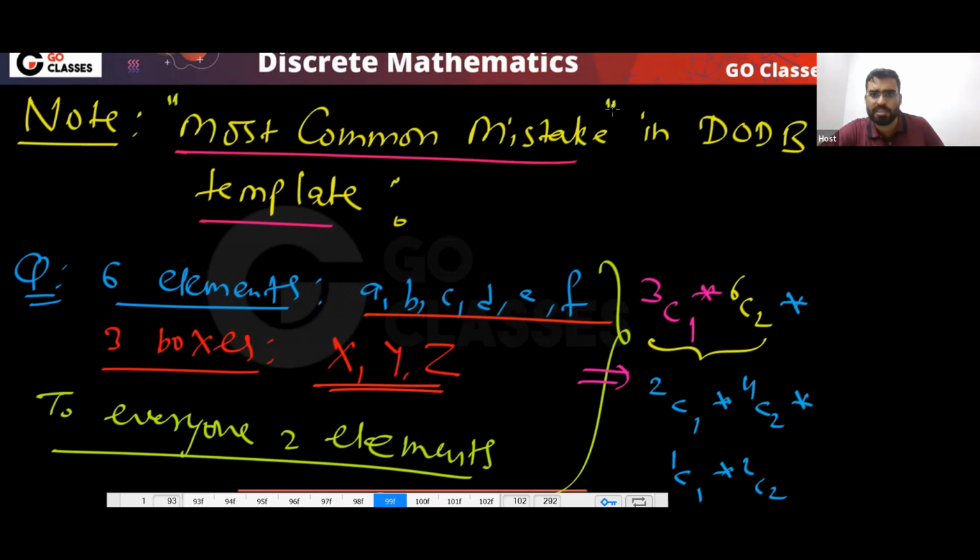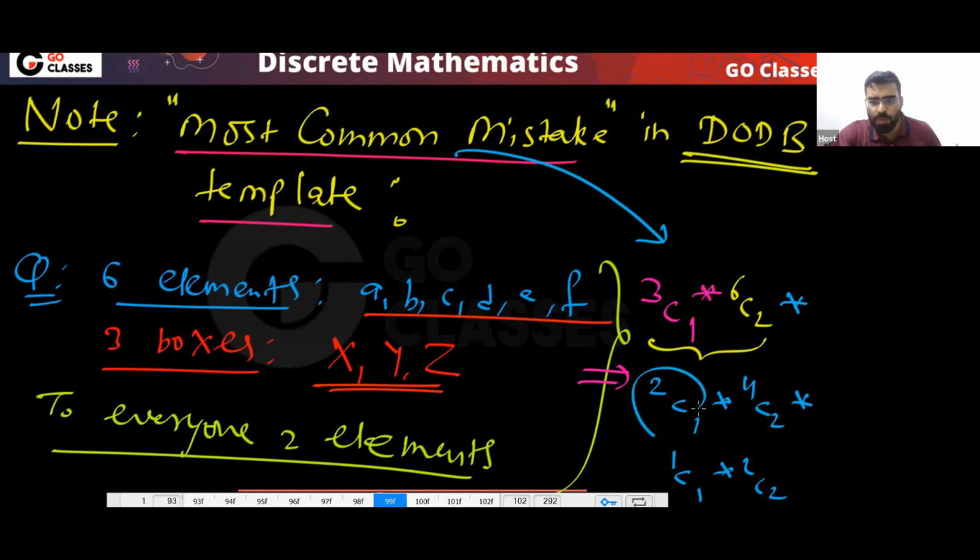This is the most common mistake in the DODB template. What I'm doing is: from 3 people, you select one person, and to that person you give 2 cards. For that person, you select 2 cards. Is this clear? This is the most common mistake. This is wrong. But is this logic clear, what I am doing? I am selecting one person from these 3 people, and to this person I am giving 2 cards.